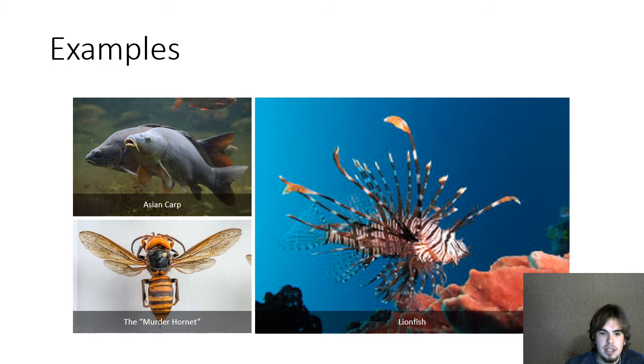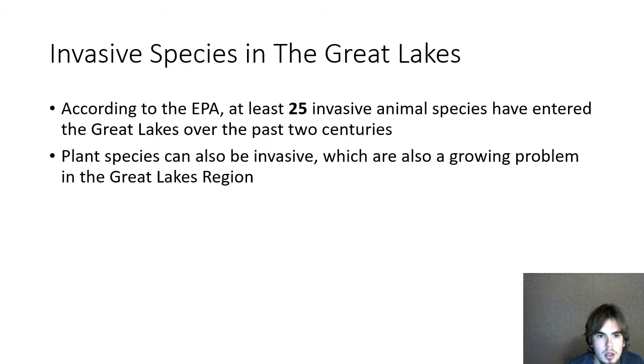So just some common examples of invasive species that are found all over the world are the Asian carp, which you see in this first picture here. The bigger picture is a lionfish, which is more saltwater. And then most recently, I don't know if you've heard anything about this in the news, the murder hornet, which is from Japan. Just recently, a nest of them was found in North America, and scientists have jumped all over that, trying to stop it from spreading, and it's a whole murder hornet thing. But yeah, these are just some common examples of them.